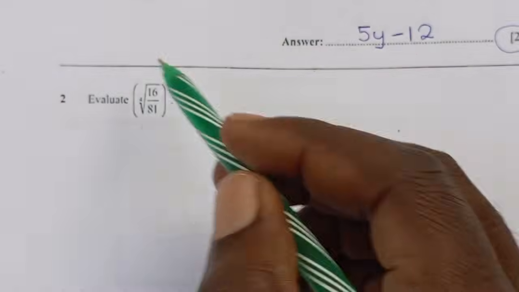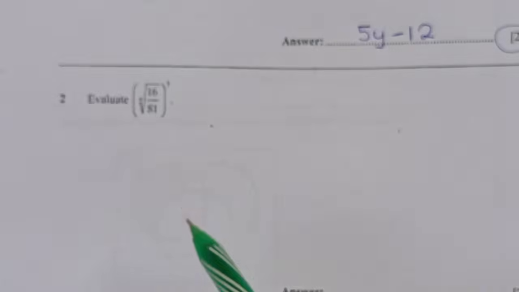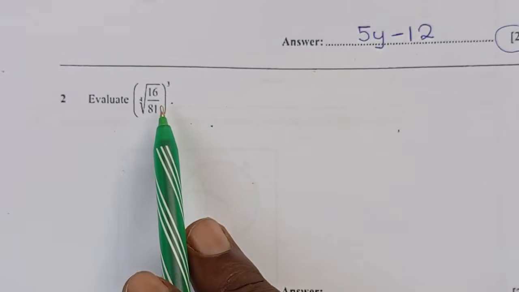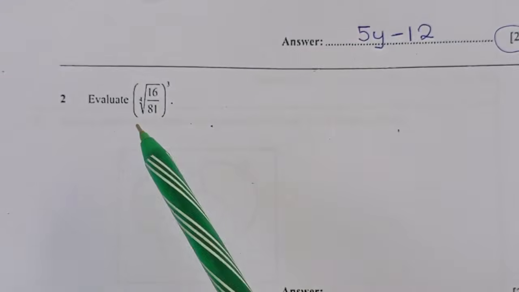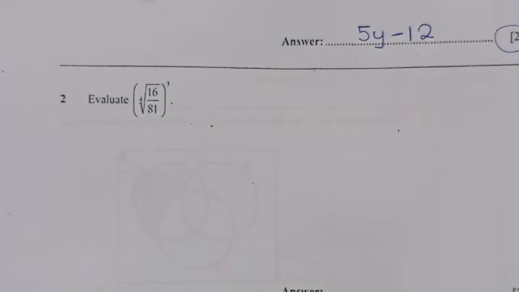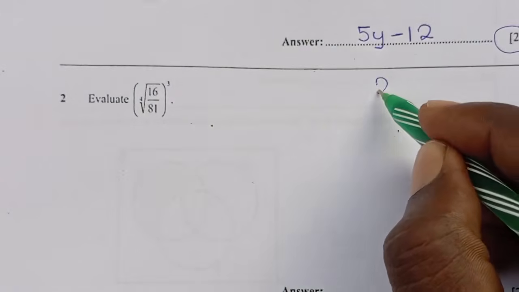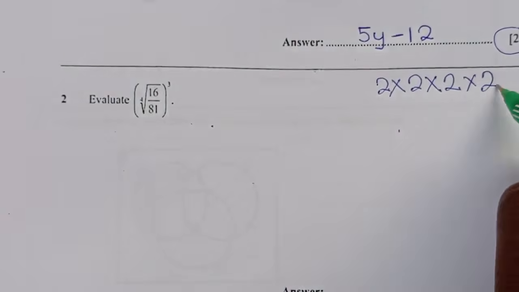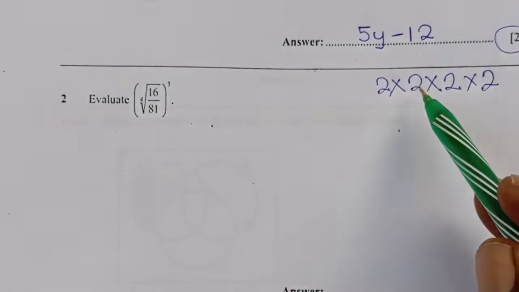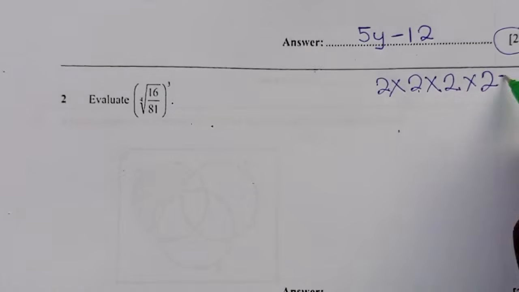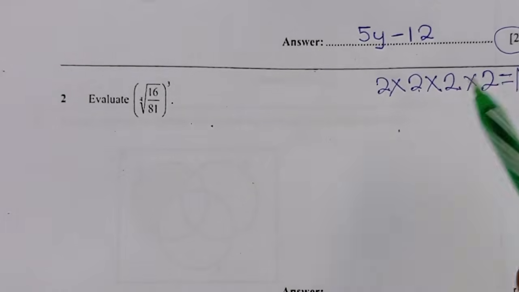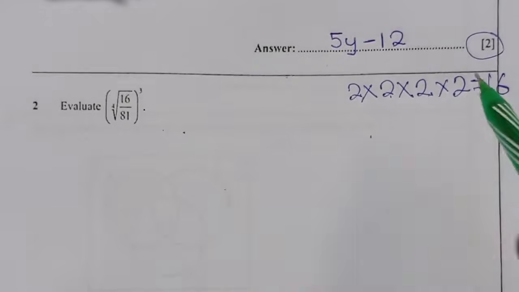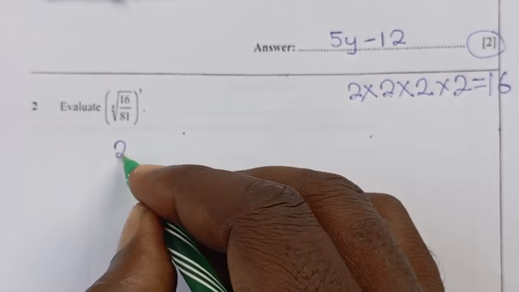First, we deal with what is in the brackets. This is the first thing that we need to deal with. So which number can we multiply 4 times by itself to get 16? If you start, you say 2 times 2 times 2 times 2. You are getting 4, 8, 16. You're getting 16. So we are multiplying 2, 4 times. So the answer there is just 2.